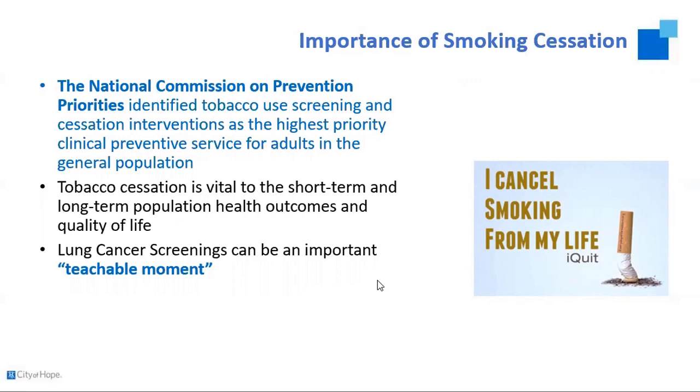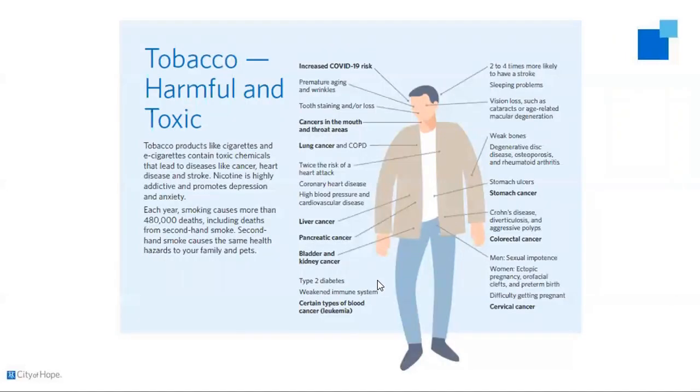There are so many short-term and long-term benefits and health outcomes of quitting smoking. And as mentioned earlier, when we do the lung cancer screening, it can be a teachable moment wherein we can discuss tobacco cessation with patients. This slide summarizes the many effects of tobacco use in our body. It actually affects all the 30 trillion cells in our body, not just cigarettes, but also e-cigarettes. And tobacco is associated with more than 480,000 deaths annually, and that includes deaths from secondhand smoke.